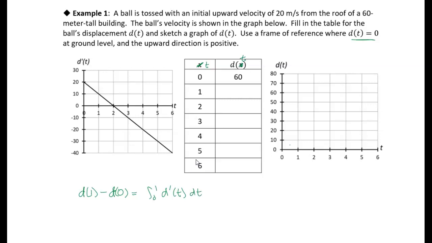Okay? And so if we want to find the position at t equals 1, so d1, then if we just add d0 to both sides, we get d at t equals 0 plus the integral from 0 to 1 of the velocity d prime of t dt. So we can find the position at t equals 1 just by taking the initial position and then adding the integral between 0 and 1.